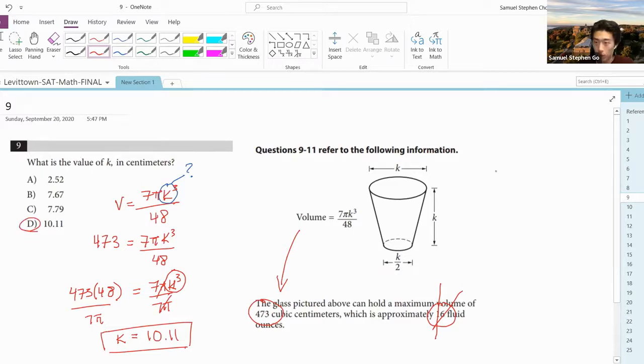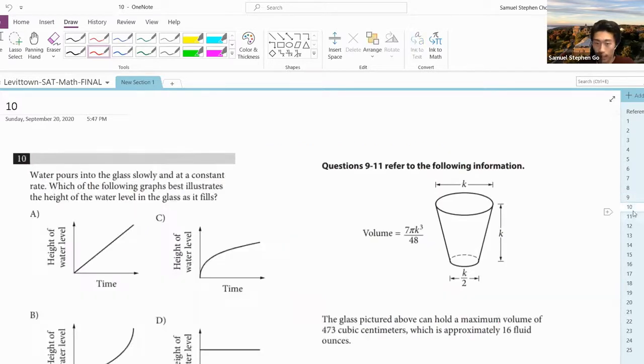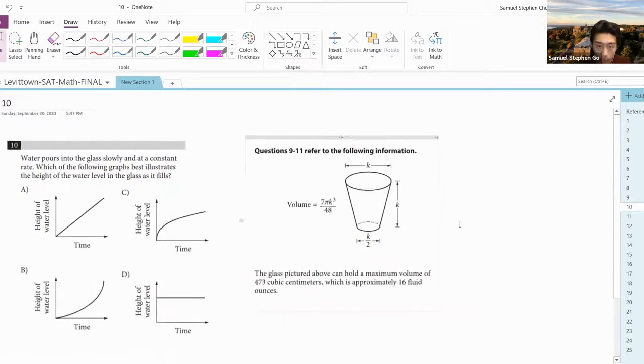So this next question here, number 10, is going to be the same glass that we have. I'm going to zoom out. So this one is a very interesting question. It requires a little more intuition than actual math. But we'll try to explain it in a way that's kind of easy to understand.